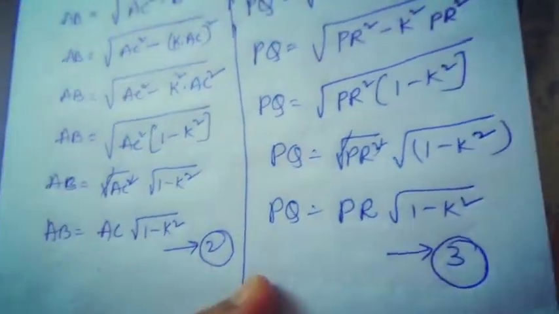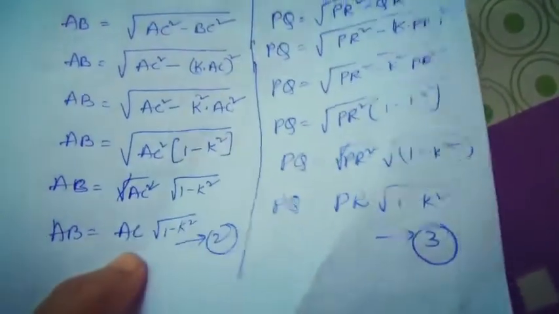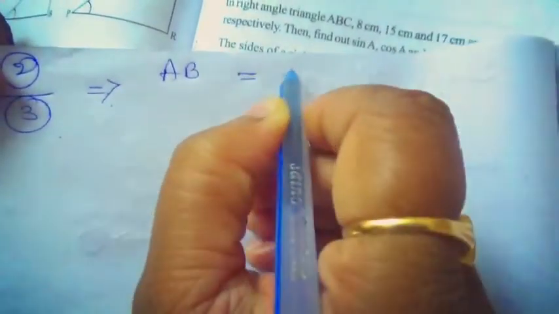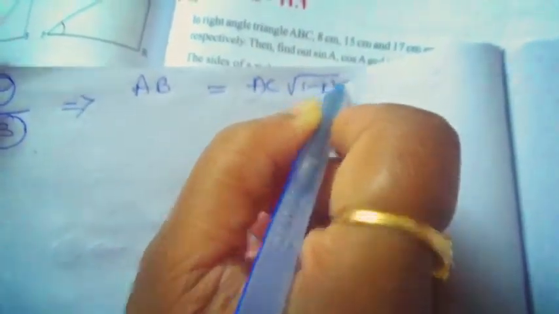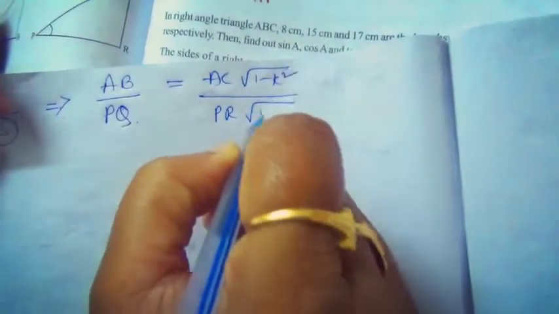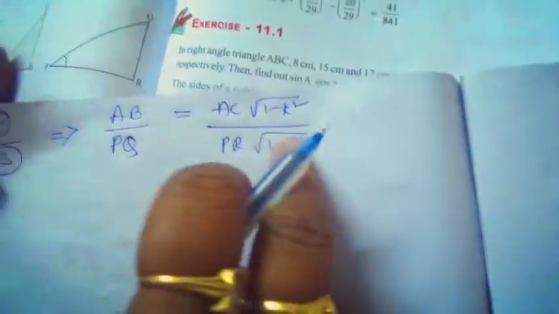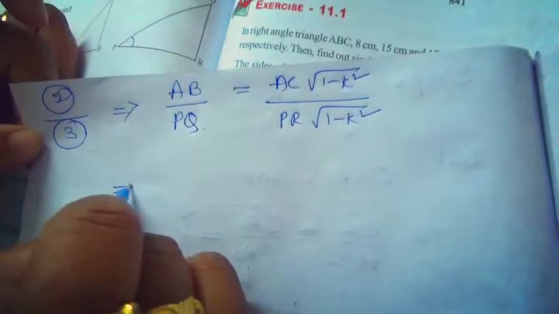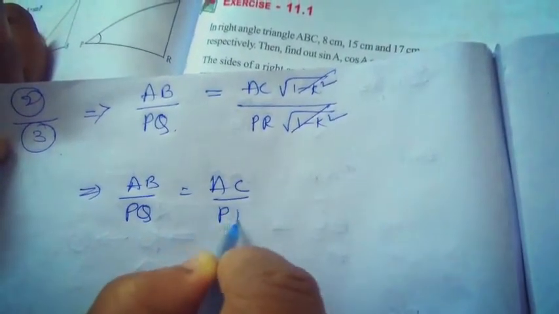Let us equate these two. I am taking equation 2 by equation 3. What is equation 2? AB is equal to AC square root of 1 minus K square. Just like that, 3: PQ is equal to PR square root of 1 minus K square. Equation 2 by equation 3 implies AB by PQ is equal to, here these two cancel, AC by PR.